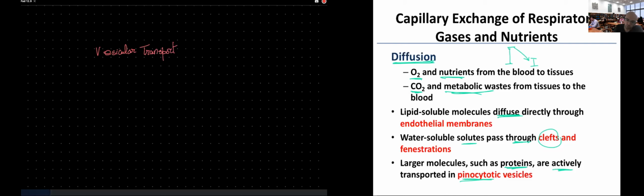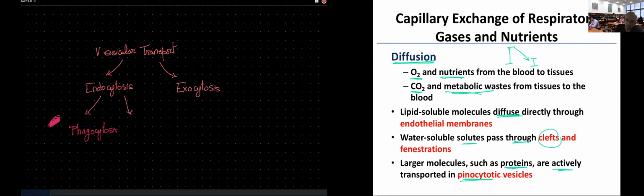And we classified the vesicular transport into two main types. If you are passing something from outside in, we call this endocytosis. And if you are moving something from inside out of the cell, this is exocytosis. Endocytosis was also subclassified into two main types. If you are engulfing a solid particle to the inside of the cells, this is like eating, so we call this phagocytosis. And if you are engulfing a fluid-based substance that will contain whatever elements you are moving in, we call this pinocytosis.